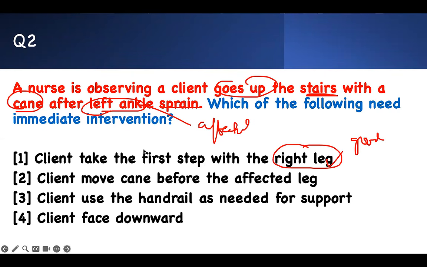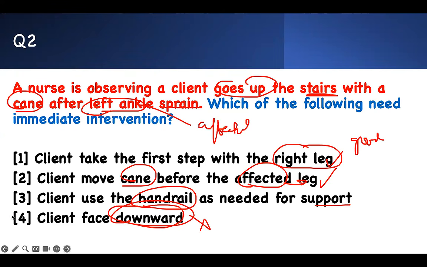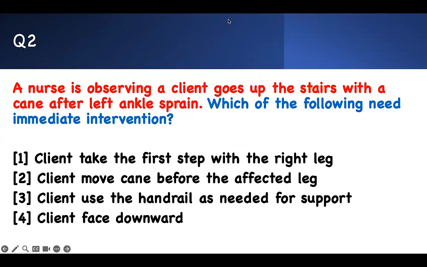So, good one. The client moves the cane before the affected leg. Before you move the affected leg, you got to have support, and so you move the cane for that. This is good. You can also hold the handrail. The client uses the handrail as needed for support. You're supposed to look forward. If you look down at your leg, you're going to fall. So this is the wrong answer, so you need intervention. Look forward as you move. There's a temptation to look down because you think you're going to fall, but when you look down, you're more likely to trip and fall rather than looking forward. So that's the answer, number 4.